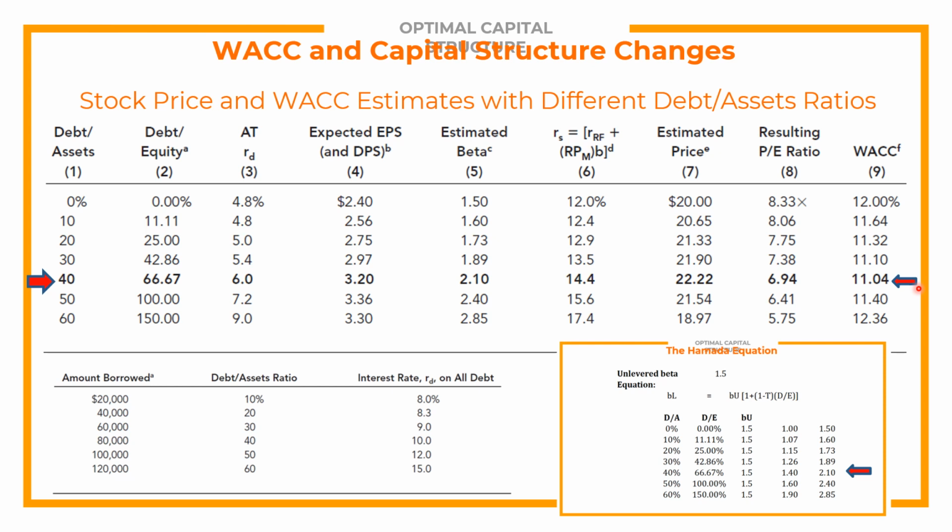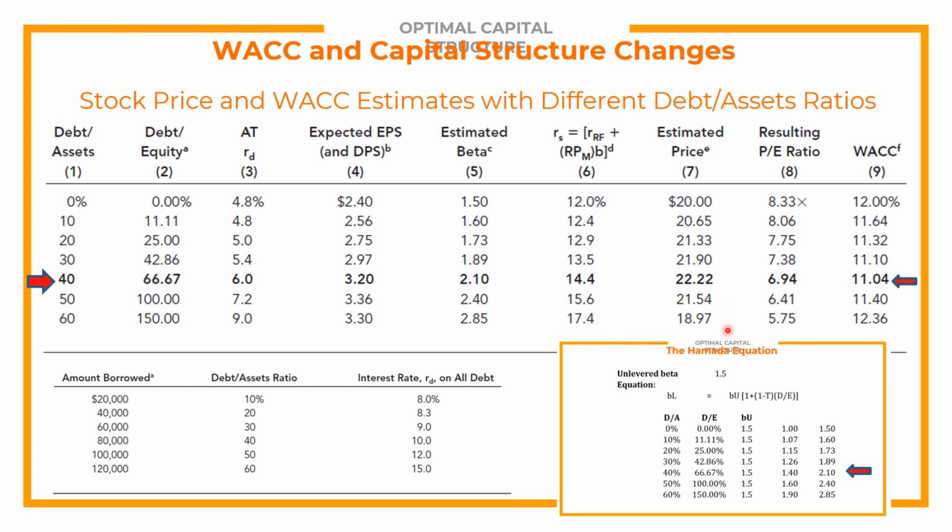For self-check number 3, please compute the solution for everything here for the level of 50%, and self-check number 4 would be for the level of 60%. Assuming that you have already shown your solution, here is the answer. You can see that the optimal capital structure is the one that maximizes our stock price, because at 40%, which is apparently our optimal capital structure, our stock price hit the maximum price of 22.22.